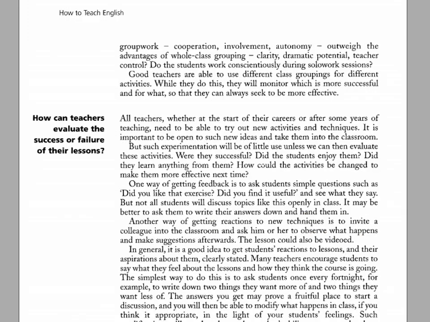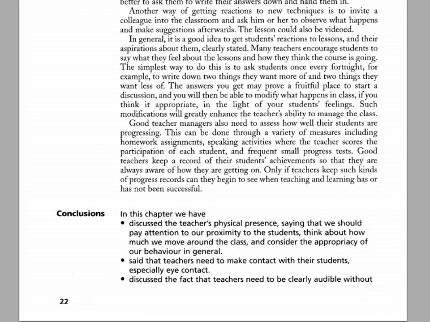That's the point here. How can teachers evaluate success or failure? You can give them any kind of quiz or assignment, and based on this assignment of the lesson, you will give the feedback. A good teacher can also assess their students' progress well. This can be measured by homework assignments and, as I mentioned, speaking activities.